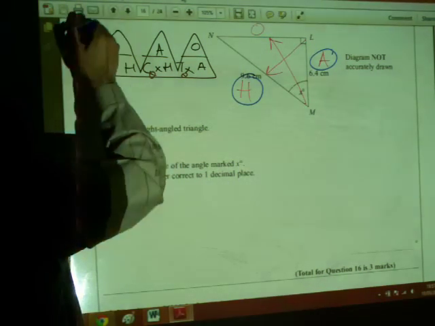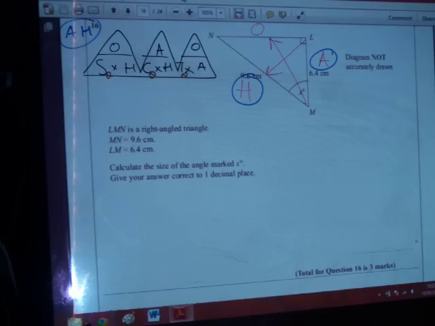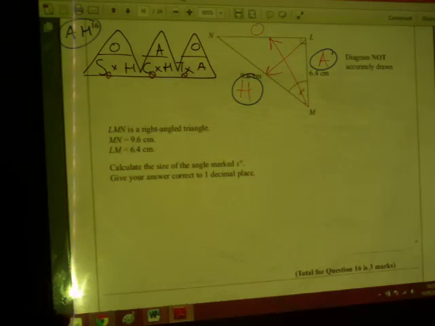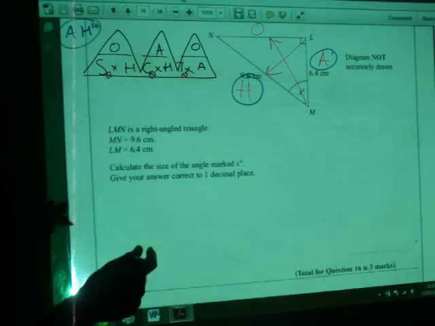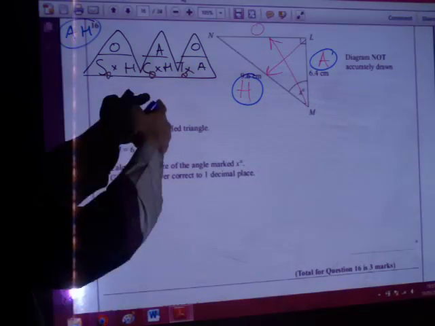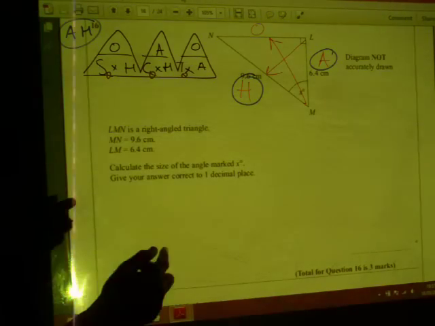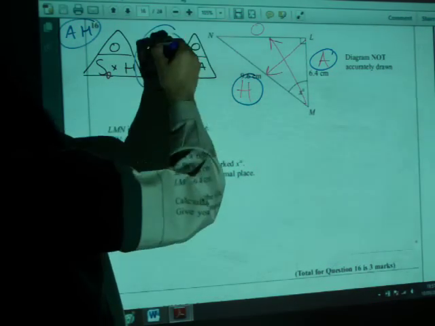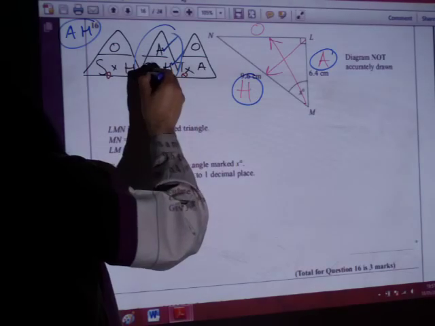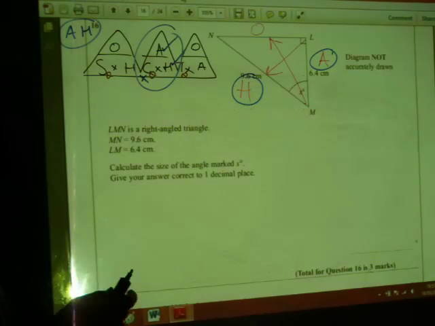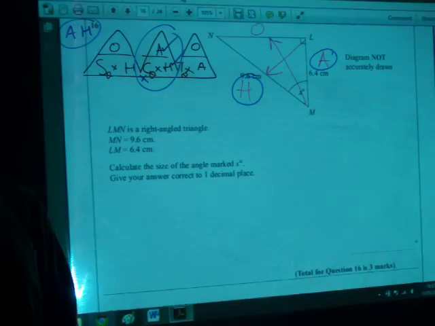Now, what sound does the A and the H make? Cat. The A and the H makes a ka sound. And the ka sound is in cos, because cos is ka. So we know the A, we know the H, we just don't know the actual angle. So we use the cos identity.